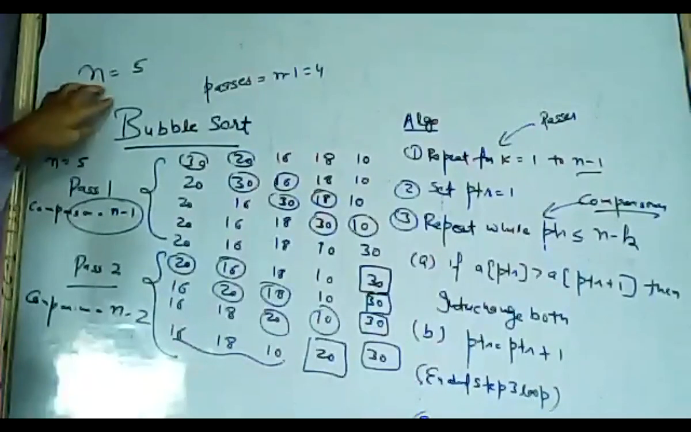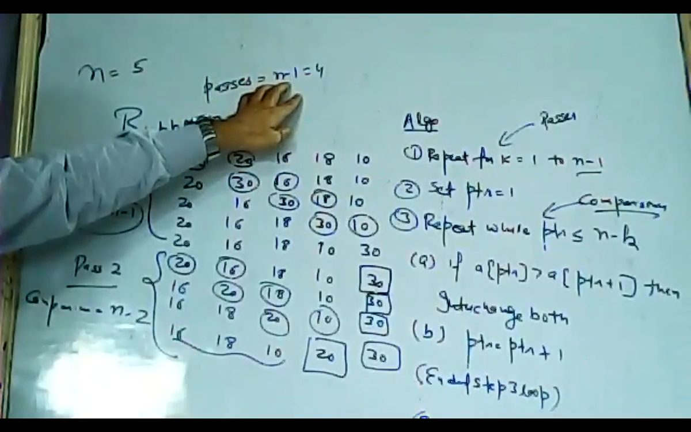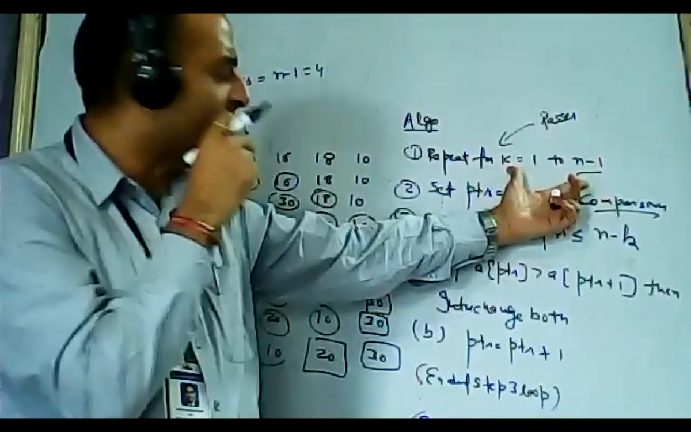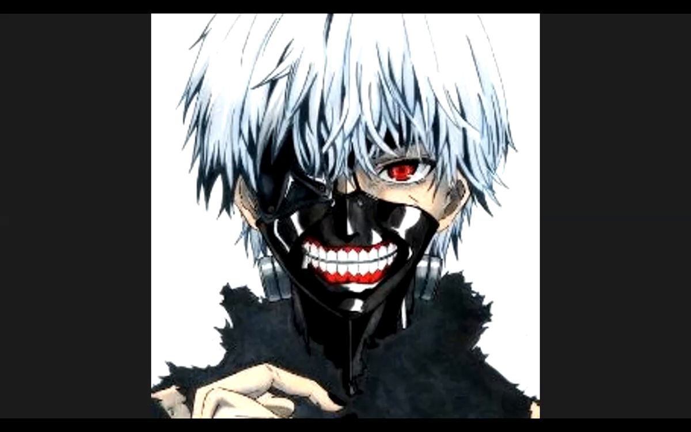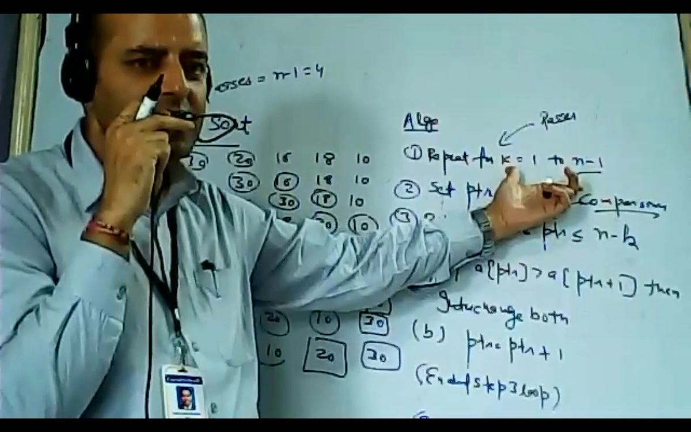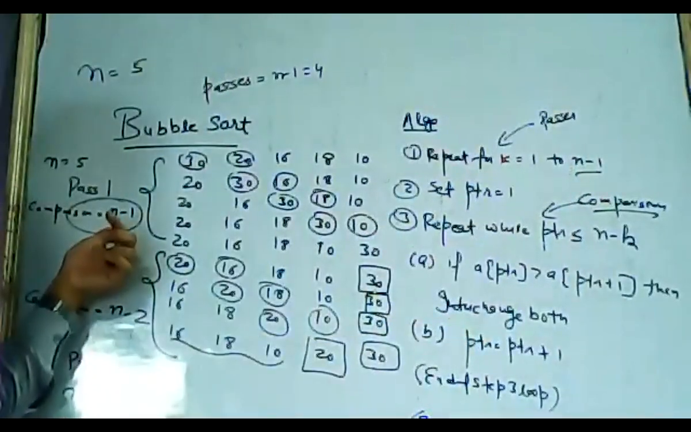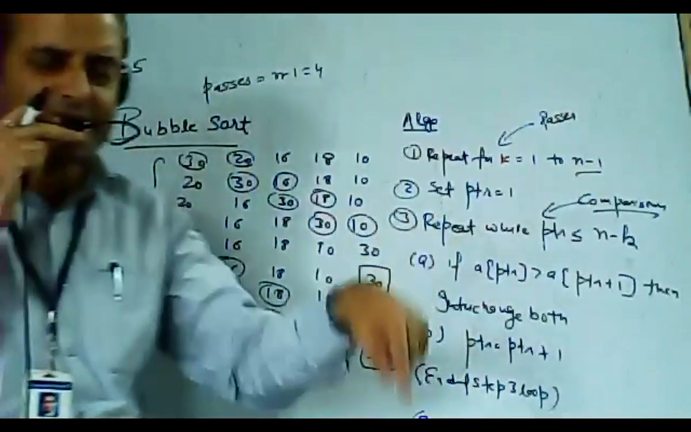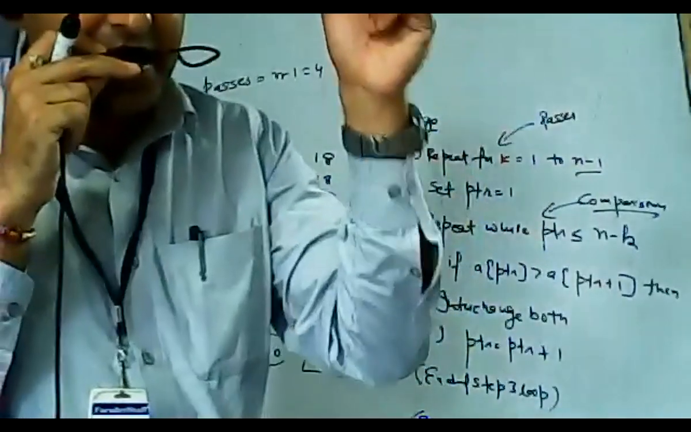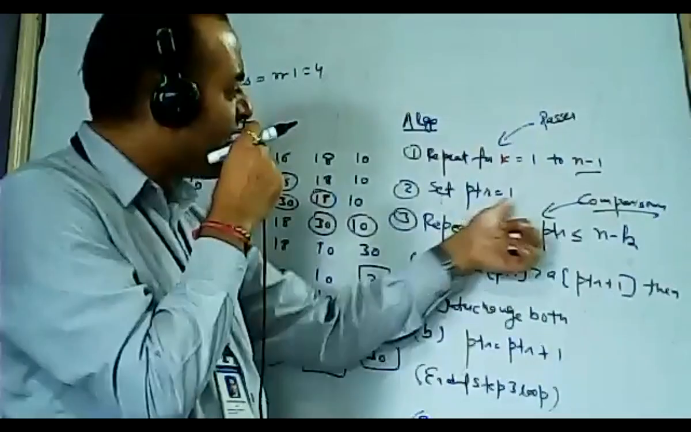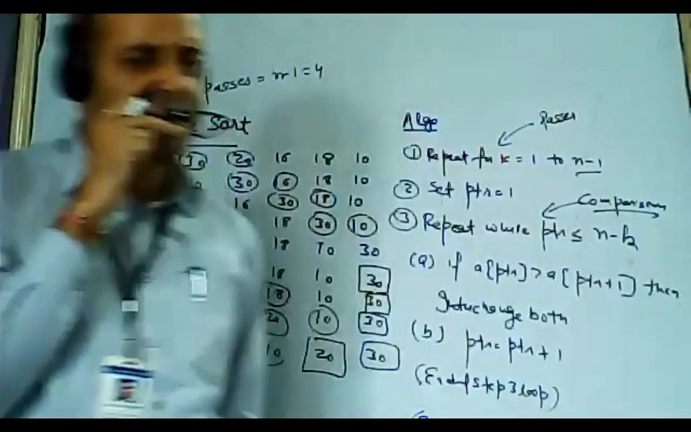If there are n elements, how many passes are there? N minus 1. And see, I have put the loop K from 1 to n minus 1. This loop is for passes. K is 1 means first pass, K is 2 means second pass, K is 3 means third pass. How many comparisons were there in pass 1? N minus 1. In pass 2? N minus 2. Pass 3, N minus 3. So for K is 1, pass 1, pointer will move from 1 to n minus 1. Absolutely right, this is what we were doing.